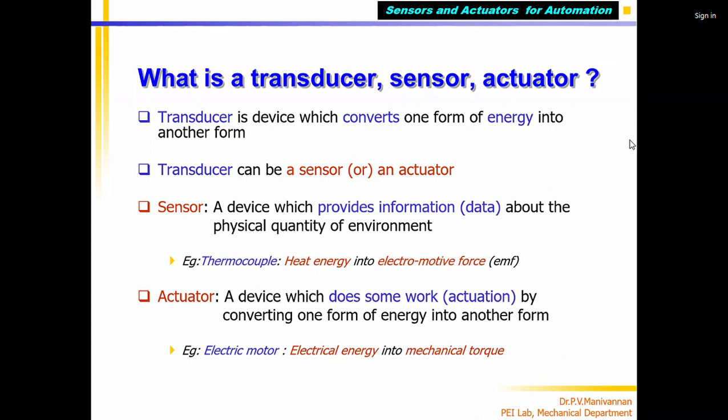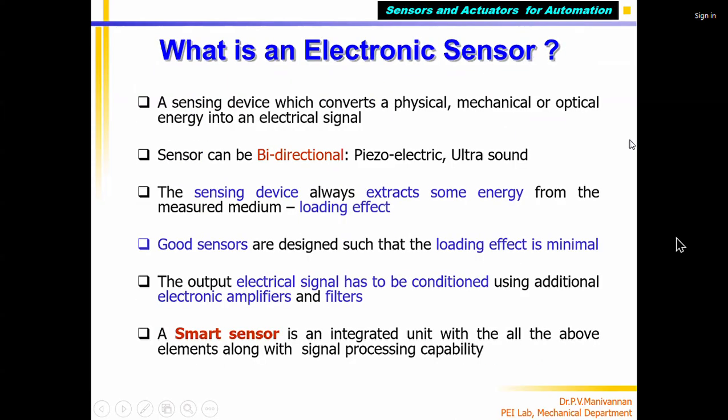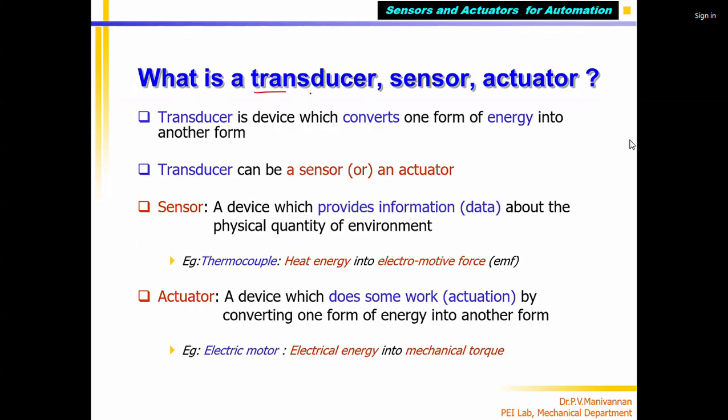Now, if you see any textbook on sensors or instrumentation, you will come across 3 words. The first one is called transducer. The second one is called sensor. The third one is called actuator. They are all interrelated. First, the definition of a transducer: it is a device which converts one form of energy into another form. That is the general definition, in one or two lines.